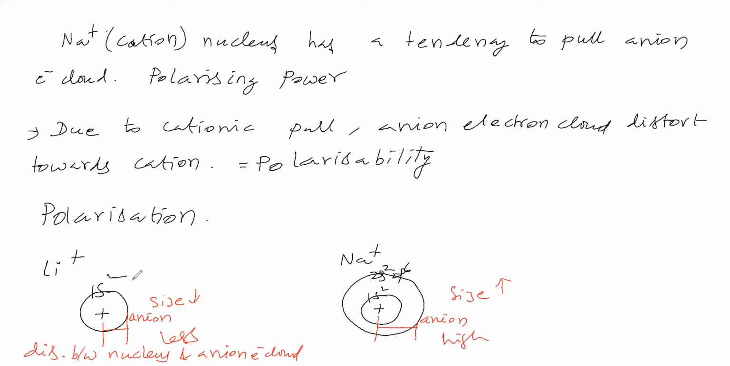Therefore, the lithium nucleus has a higher tendency to pull the anion electron cloud than Na plus. So we expect the polarizing power of Li plus to be high and that of Na plus to be less. This is the expectation. Because of Li plus, the anion is distorting towards this cation to a greater extent.